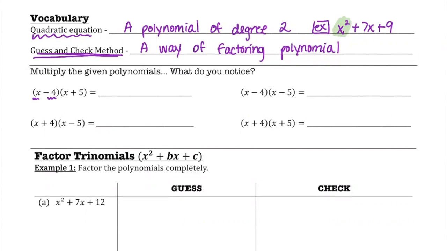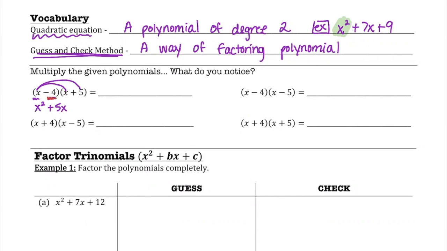So let's think about what we multiply together. My first thing that we're going to multiply are the first two terms. We would take x times x, and that's going to give me x squared. Then we're going to take x times 5, and we're going to get a positive 5x. But we're not done here because we have another term to distribute.